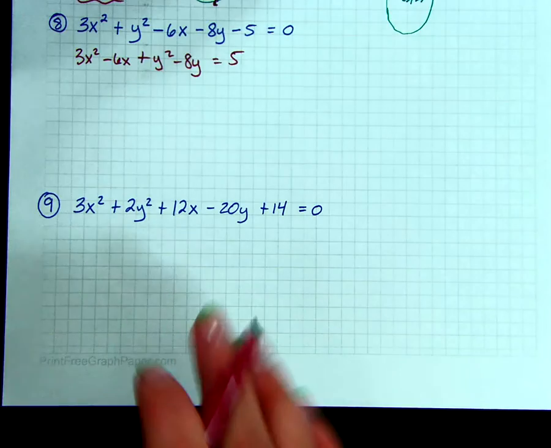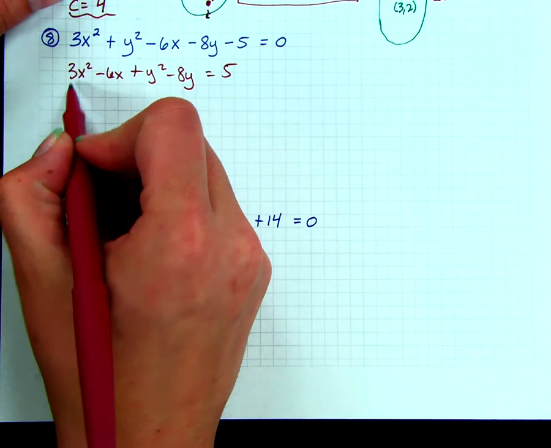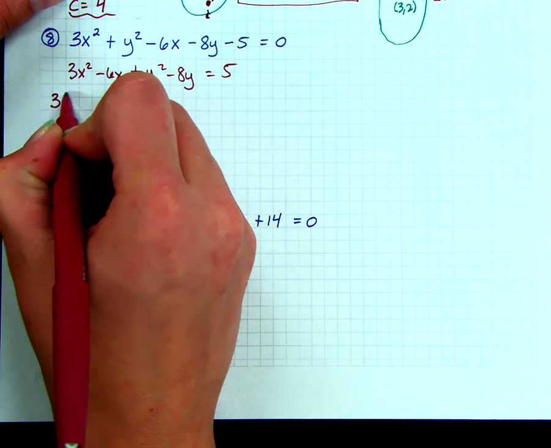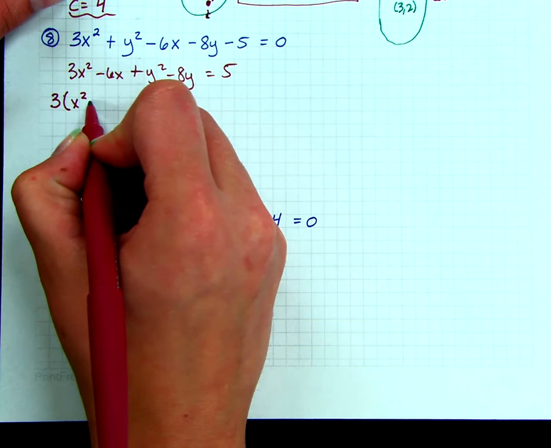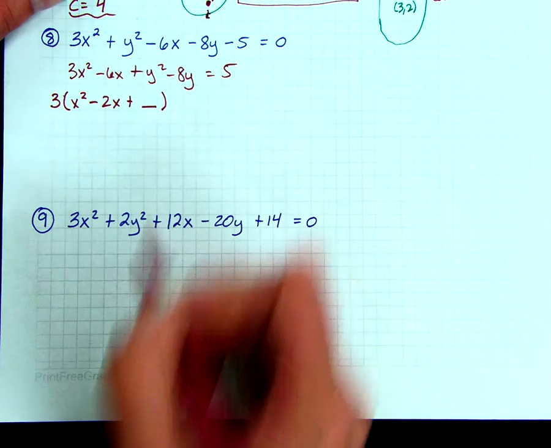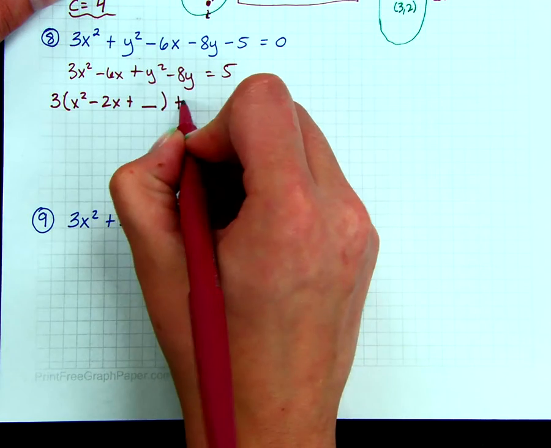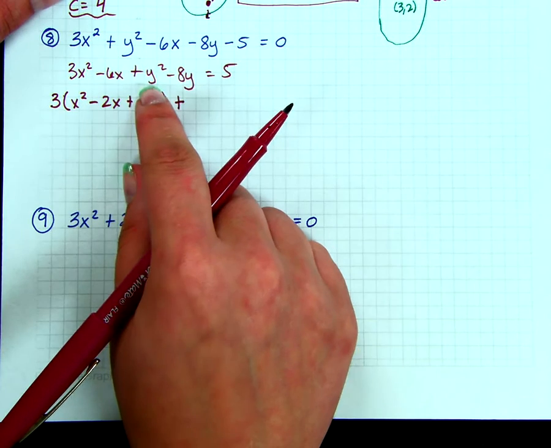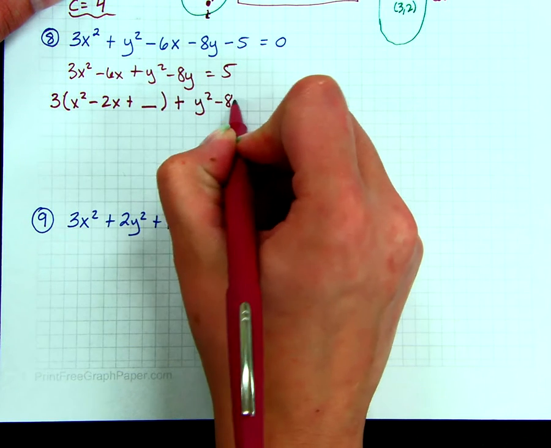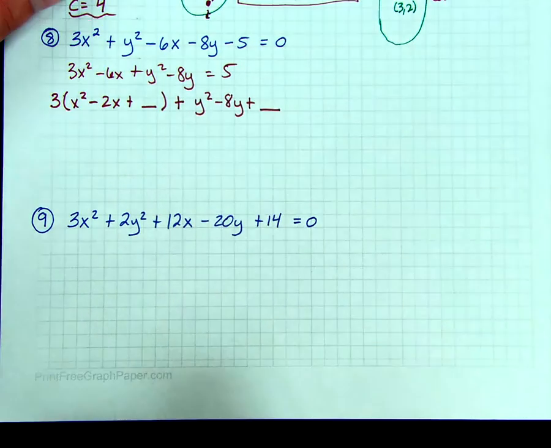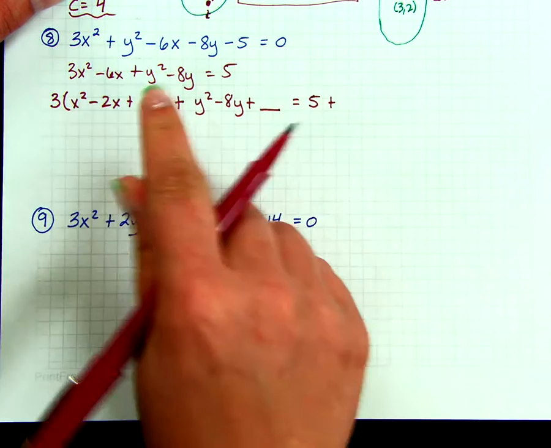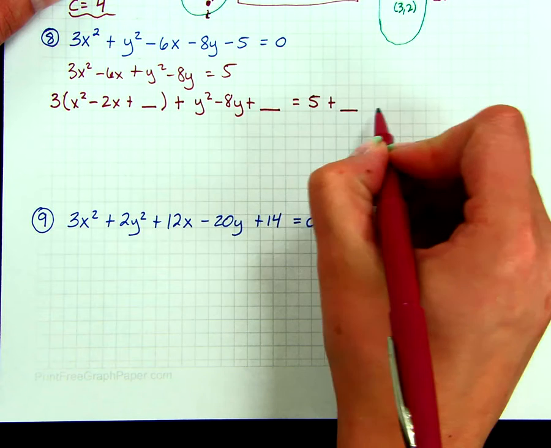From the x's, since we have a number in front, I'm going to start by factoring a 3 out of both of those terms. So 3, and then x squared minus 2x, and then we're going to leave room to complete the square, parenthesis, and then plus, this one doesn't have a number in front, so I don't need to worry about factoring that one. So y squared minus 8y, and then we are going to leave room to complete the square, equals 5, and then we have to add both of those numbers to the right side.